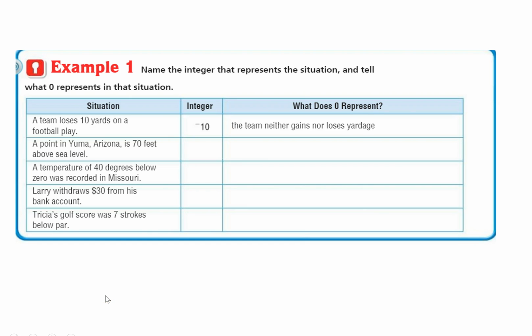Welcome. We are on page 102 in the big math book, going over example 1 at the top of the page. Okay, this is probably the most difficult part of chapter 3 for students.